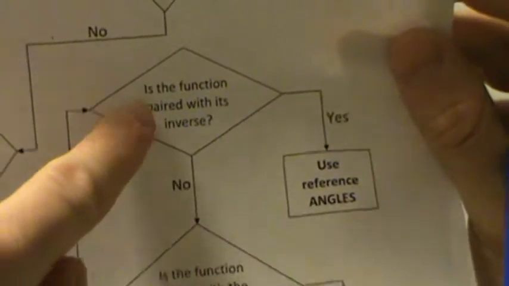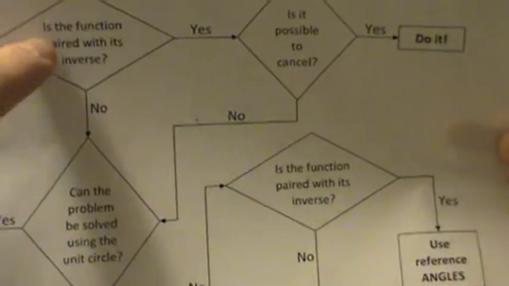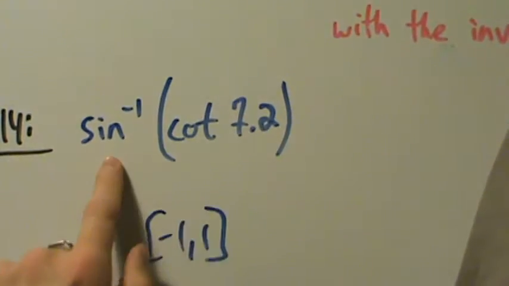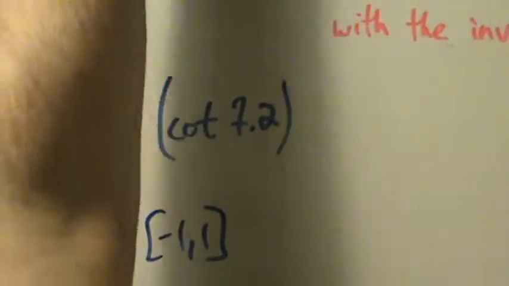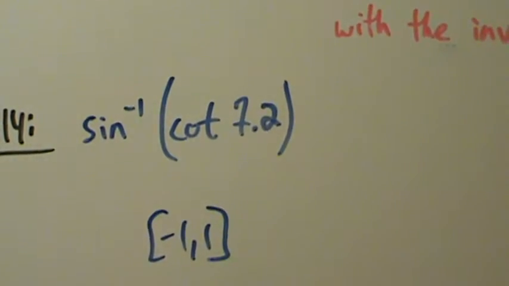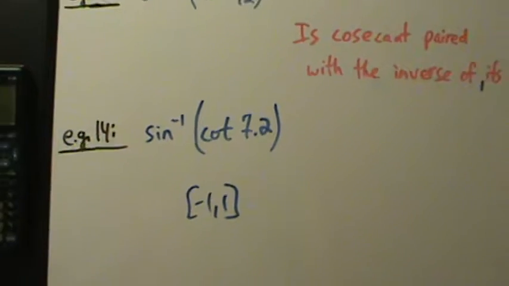Is the function paired with its own inverse? And again, we asked that before, but we have to ask it again here because it does affect what happens next. Is the function paired with its own inverse? No. Again, it's cotangent with inverse sine. Is the function paired with the inverse of its cofunction? So just like in example 13, we're going to go through that again. So we'll zoom back out a little bit.